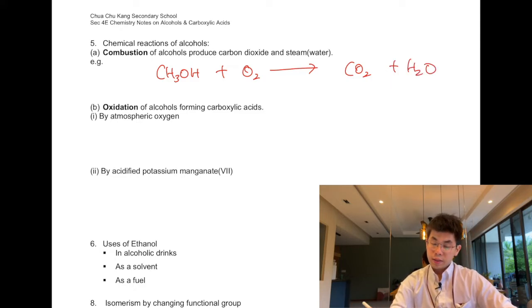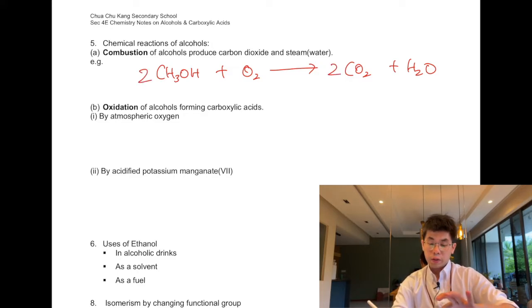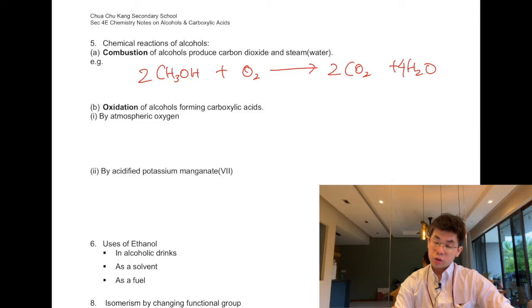And then if I balance this, I believe it would be something like, wow, this is a tough one to balance. I think this is 2, and then that will be 8, 4, wow, 2 carbons, 8 hydrogens. Now I have 8 oxygen minus 2, so 3.